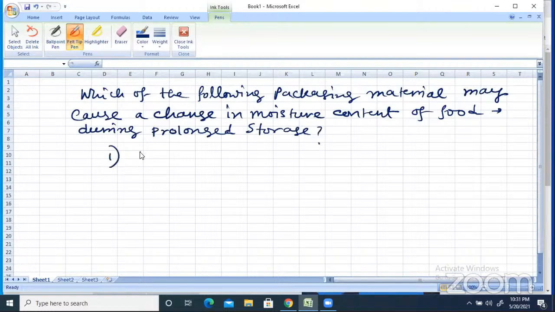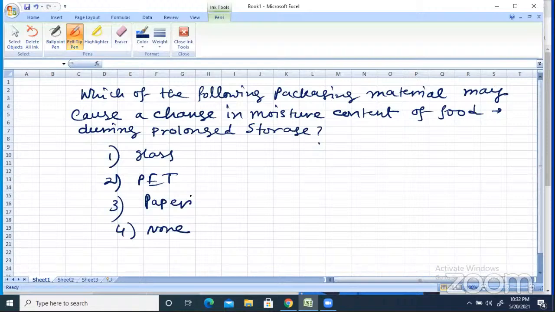Number one, glass. PET, polyethylene terephthalate. Paper. None. Paper. Yes, paper can change the moisture content because moisture migration is high during prolonged storage. Moisture migration will be high in case of paper, so paper will be your correct answer.